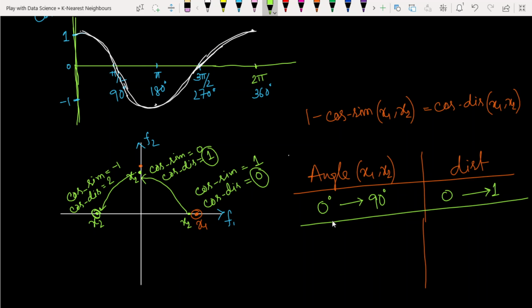So to conclude, we have compared these two things geometrically. We have moved the point x2 further and further. If we move the angle from 90 degrees to 180 degrees, our distance will move from 1 to 2.